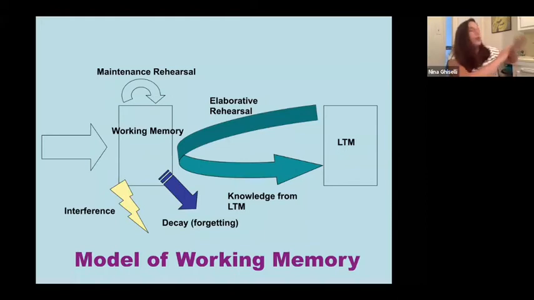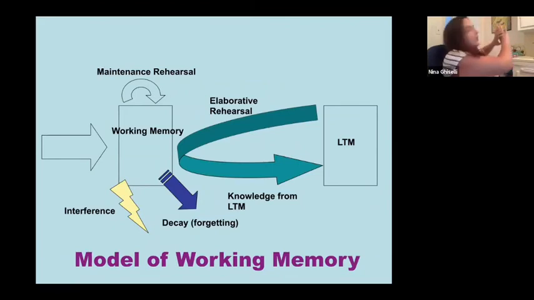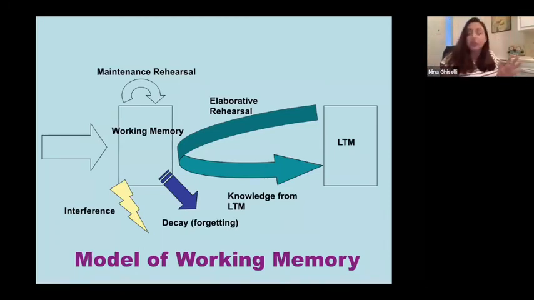Long-term is like the bookshelf behind you. I don't have one, but that's okay. But let's pretend this is a tool room or a library, okay? And I have all of these tools in my tool room, and I have my workbench here. If I want this thing that I'm working on here to go into my shelf here, I need to figure out how I will do that. I would do that by elaborative rehearsal and knowledge from the long term.